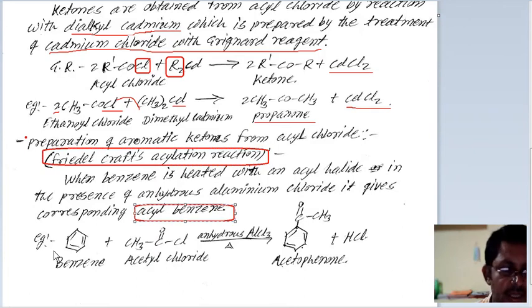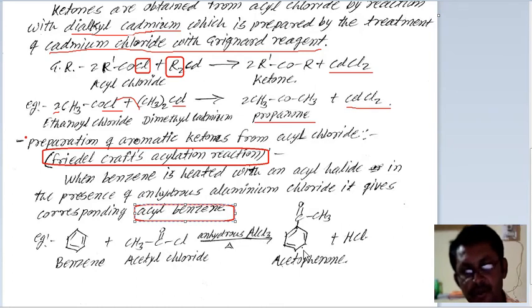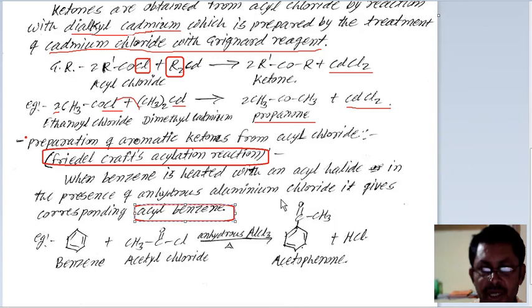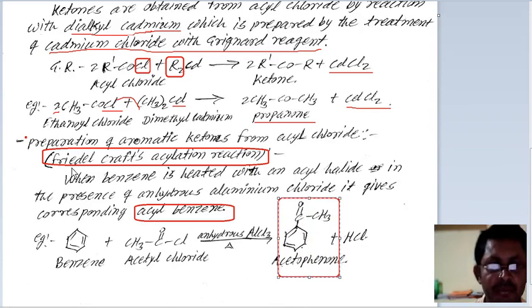See here, there is one example. When benzene is treated with acetyl chloride, CH3COCl, in the presence of anhydrous AlCl3, aluminum chloride, we get acetophenone. It is an aromatic ketone, prepared by the Friedel-Crafts acylation reaction.